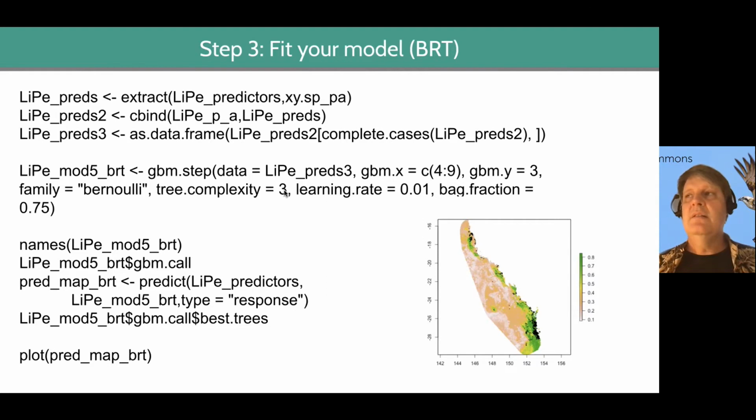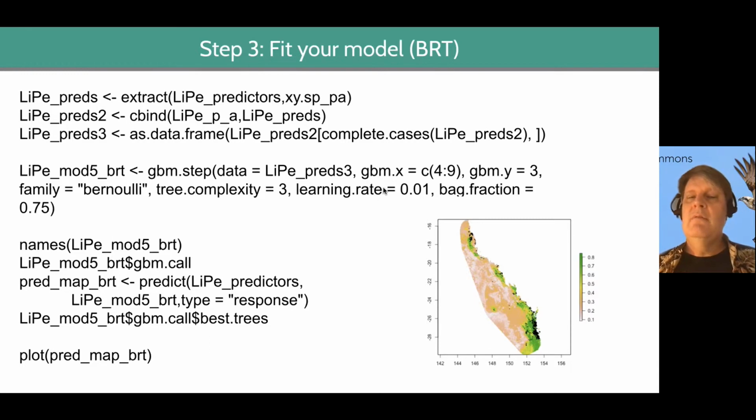Tree complexity is set to 3. That means we think there might be 3-way interactions between some of these variables. The great thing about trees is they take care of interactions automatically. They're also not terribly sensitive to missing values and all kinds of things. BRT lets you get away with a lot of things, so it's a valuable technique when dealing with noisy data.